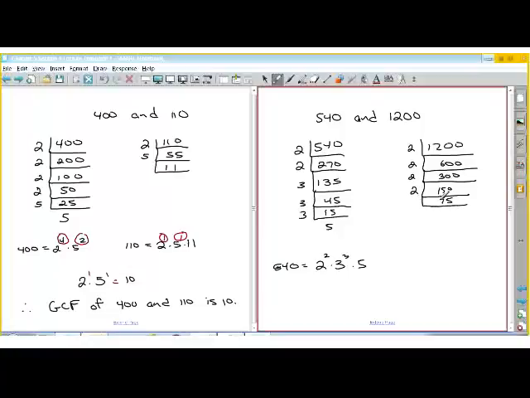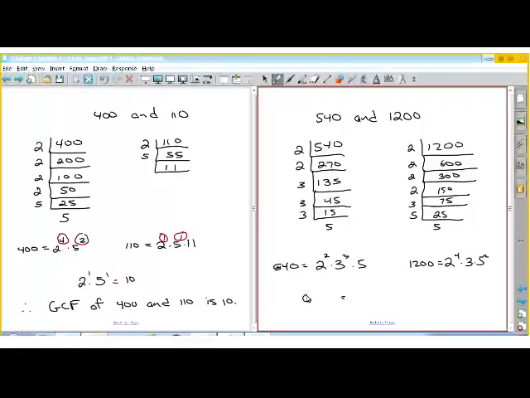We get that far with the even numbers, the 2's. And then this is divisible by 3, because 7 plus 5 is 12, which is divisible by 3. So we get 25. 25 is divisible by 5. So the prime factorization for 1200 is 2 to the fourth power times 3 times 5 squared.